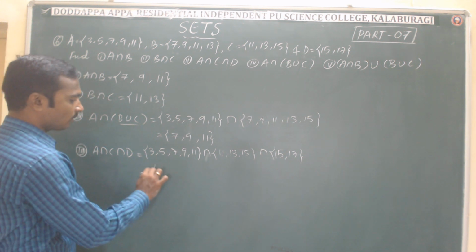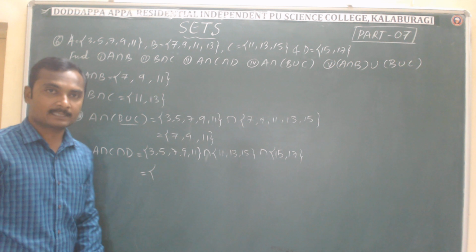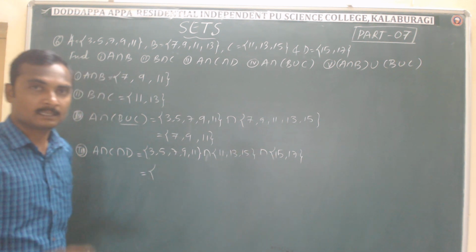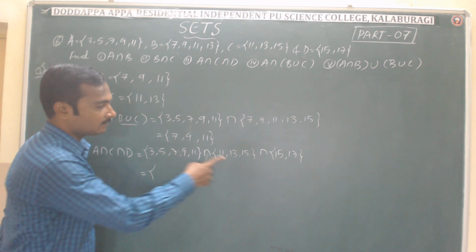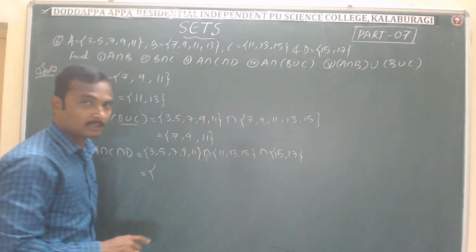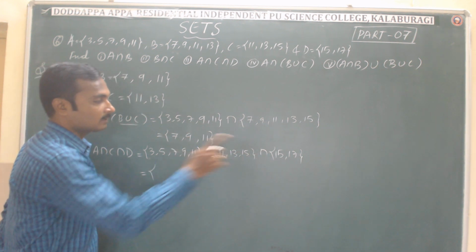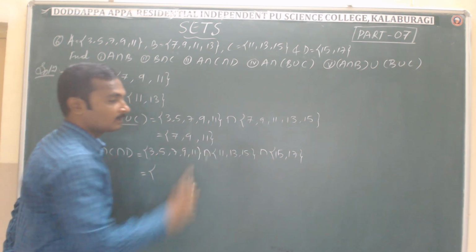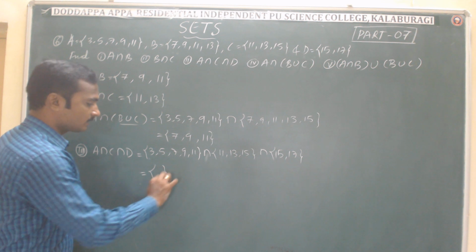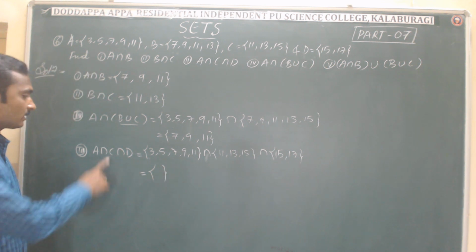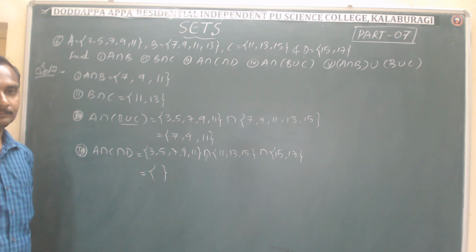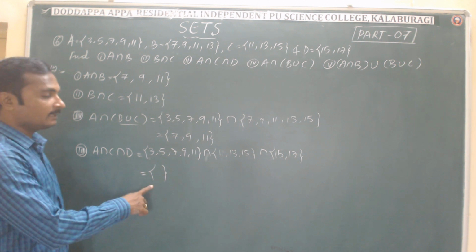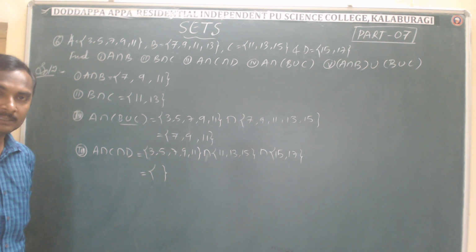So let's see what are the common elements present in all these three sets. 3 is present in this set, not present in this set, not present in this set. Leave it. 5 is present in this set, not present in this set. 7 is not possible. 9 is not possible. 11 is also not possible. It means there is no element in A intersection C intersection D. So this is basically a null set, an empty set.